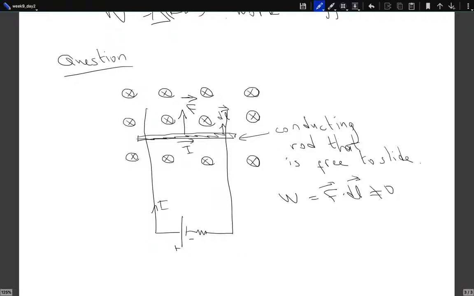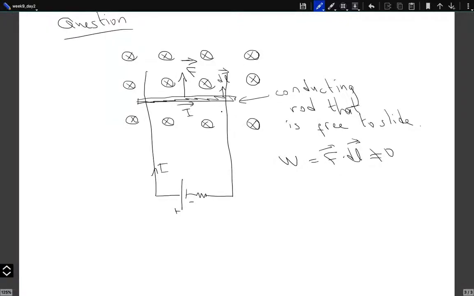Anyway, as I said, this is a question I will ask and I will not answer. This is for you to think about. Something should be doing work over there. You said that it's not a magnetic field, so what?